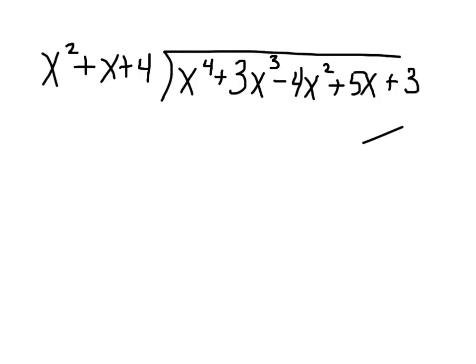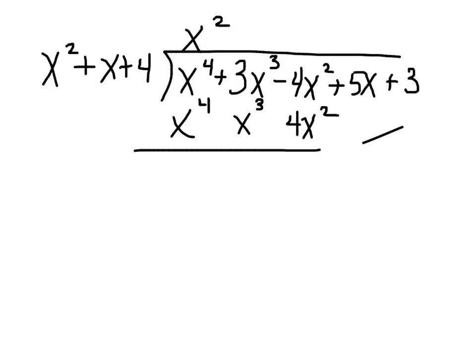Put 2 in there, I guess. Okay, what do I have to multiply x squared by to give me x to the 4th? X squared. When I multiply that out, I get x to the 4th plus x to the 3rd plus 4x squared. Draw your line, switch your signs, add straight down.